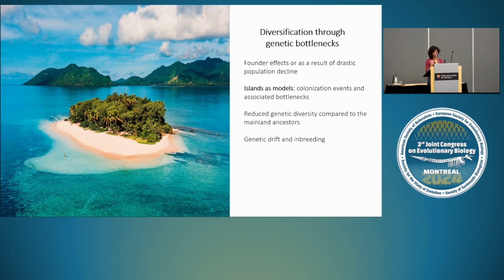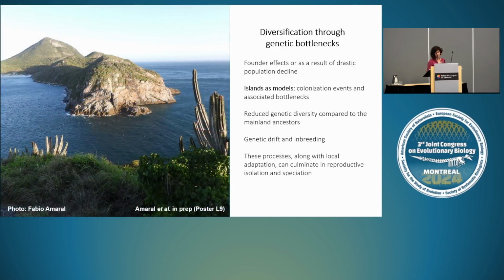Islands tend to have reduced genetic diversity compared to mainland ancestors because they are a small sample of the genetic diversity of the continental populations, which is further accentuated by genetic drift and inbreeding because of the loss of gene flow with the continental populations. These processes, along with local adaptation, can culminate in reproductive isolation and speciation.